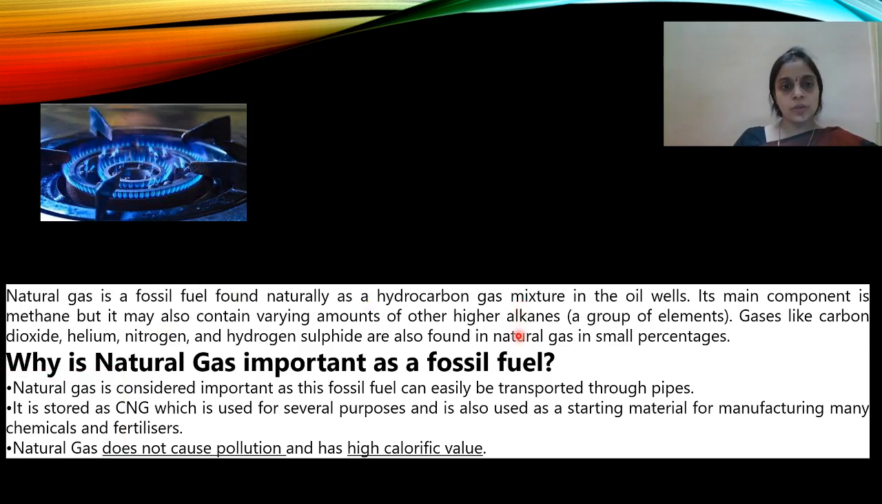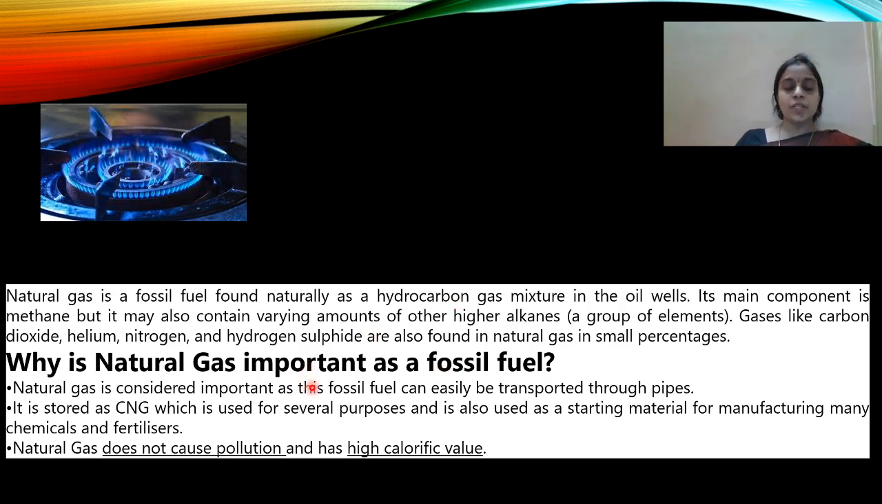Today, in this video, you'll be studying about natural gas. Natural gas is a fossil fuel which is found naturally as a hydrocarbon gas mixture in the oil wells. Its main component is methane. It may also contain varying amounts of other higher alkanes and other hydrocarbons. Gases like carbon dioxide, helium, nitrogen, and hydrogen sulfide are also found in natural gas in smaller percentages.